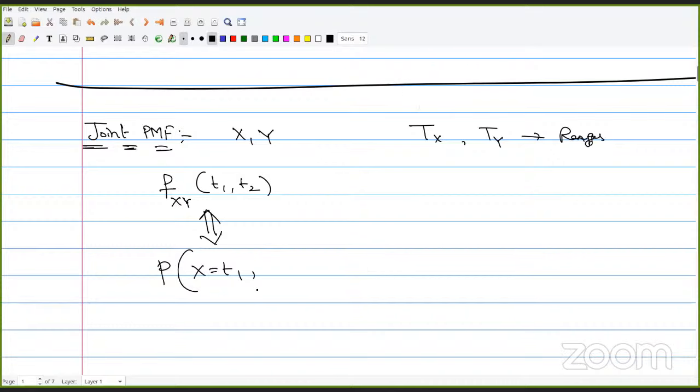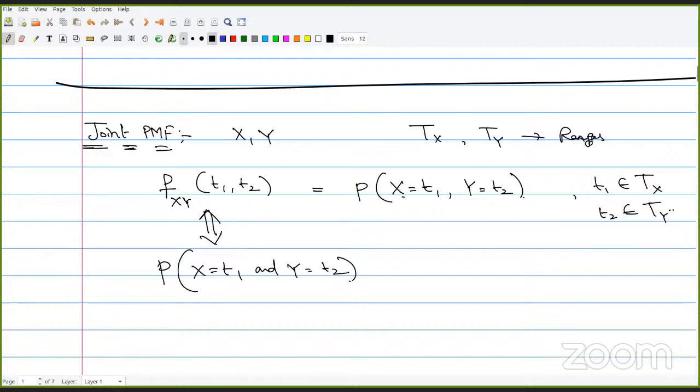Okay, this is nothing but the probability that X takes value t1 and Y takes value t2. So this is what f_XY(t1, t2) means. We write it as X taking t1, comma, Y taking t2 at the same time. What is the probability that X takes t1 and Y takes t2 at the same time? And this t1 belongs to the range T_X, and t2 should be in the range T_Y. This is the joint PMF.